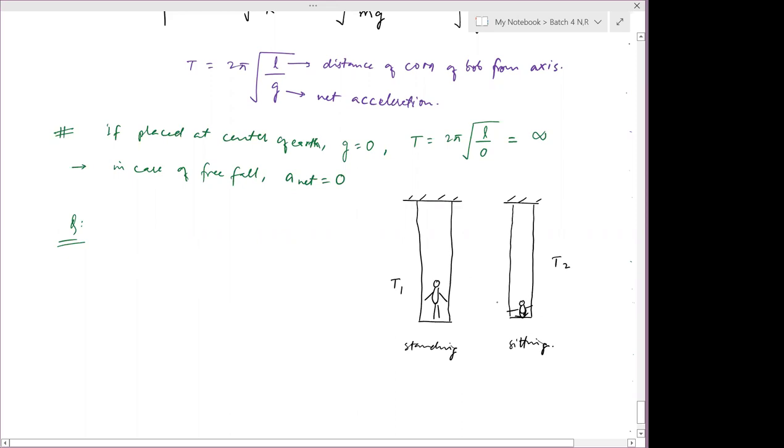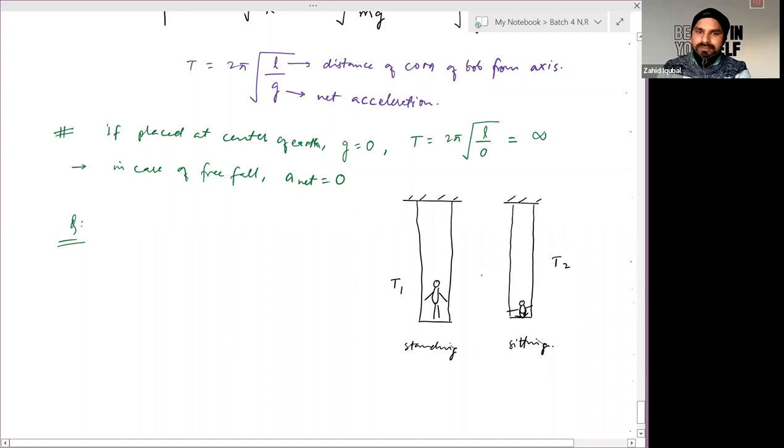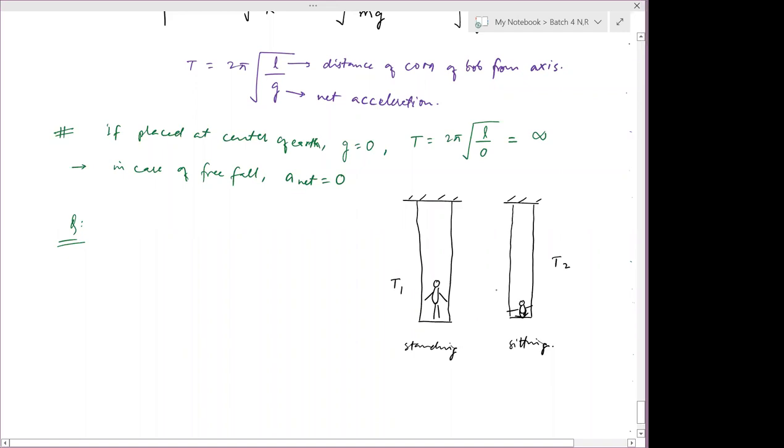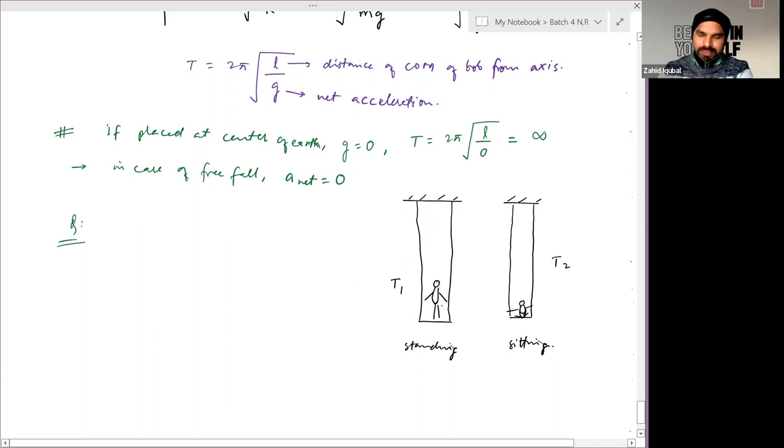So in the first one, the distance from the axis will be less, because the time period depends on the distance of the center of mass of the person from the axis. In a standing position, the center of mass of the body will lie at this point, and in a sitting position, the center of mass will lie at this point. So the more the distance of the center of mass from the axis of rotation, the more the time period. It means T1 will be smaller as compared to T2.